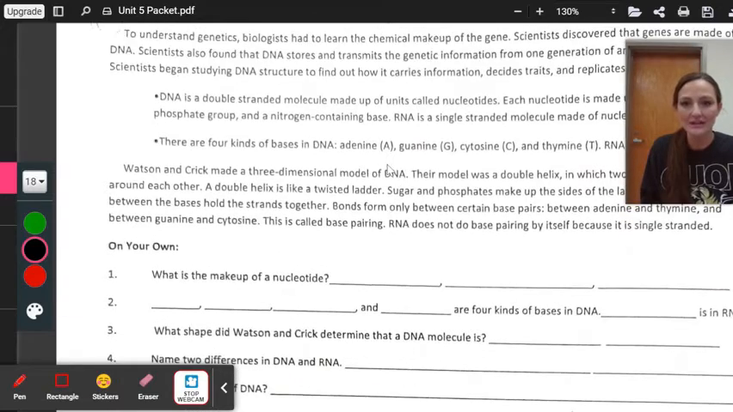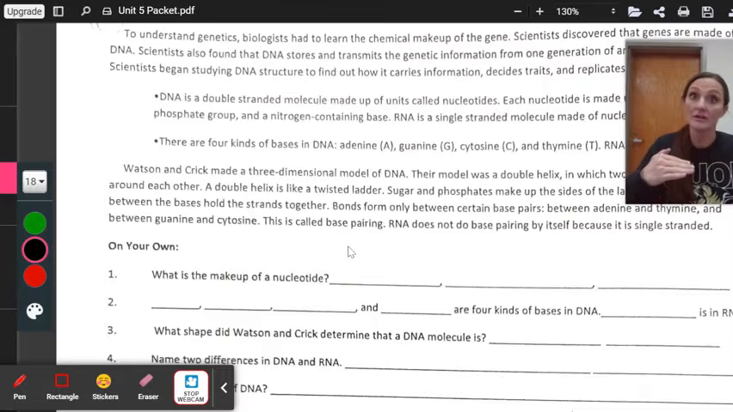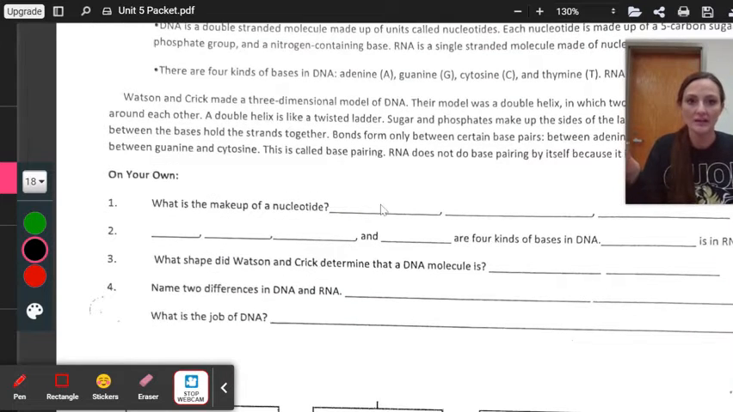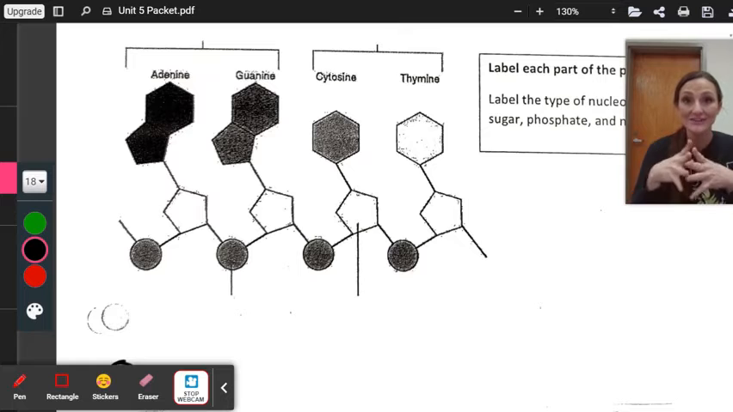So if you want to follow along, you're welcome to read all of this if you want to. So I'm going to go ahead and just jump down to the blanks and help us get started. Okay, so a nucleotide. If you go back, you'll remember that in our very first unit of the year, we got into organic compounds and macromolecules, and we talked about carbohydrates and lipids and proteins and nucleic acids as the big four. So, what is a nucleic acid?